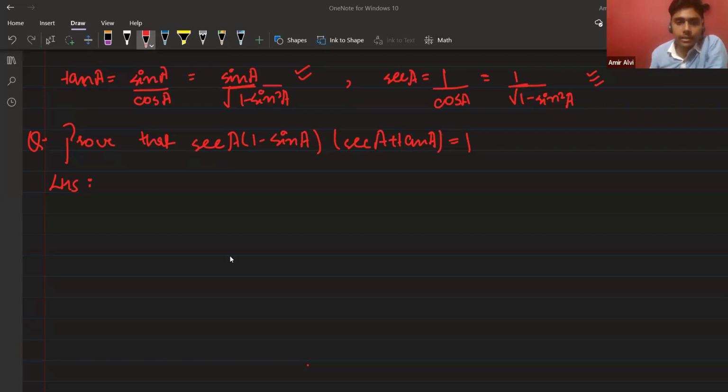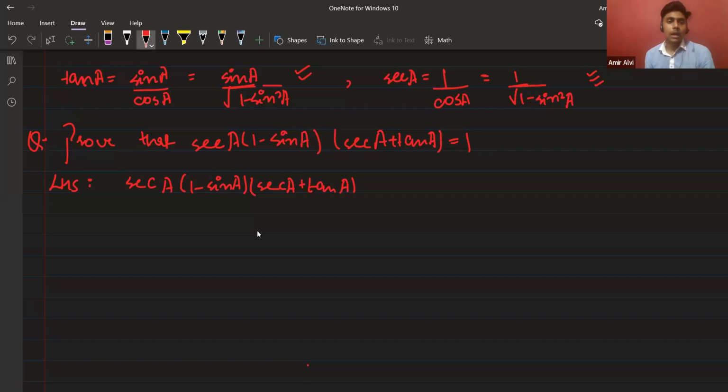Done, got it. So now we have sec A (1 minus sin A)(sec A plus tan A). Now tell me, what should be the first step? There can be multiple steps, or multiple approaches. You have to think which one is correct as per your conscience.